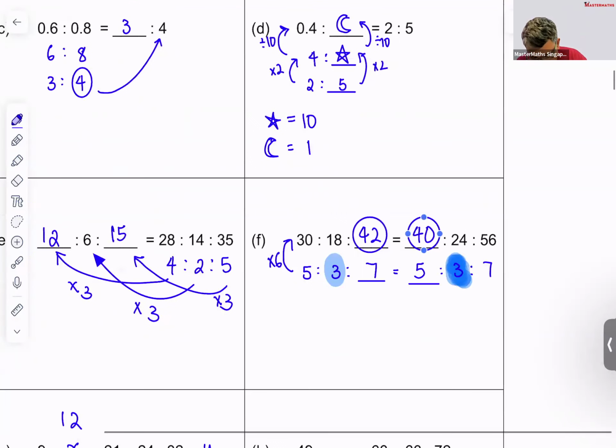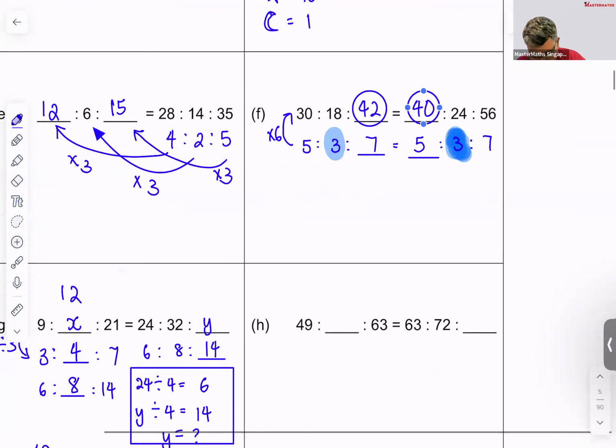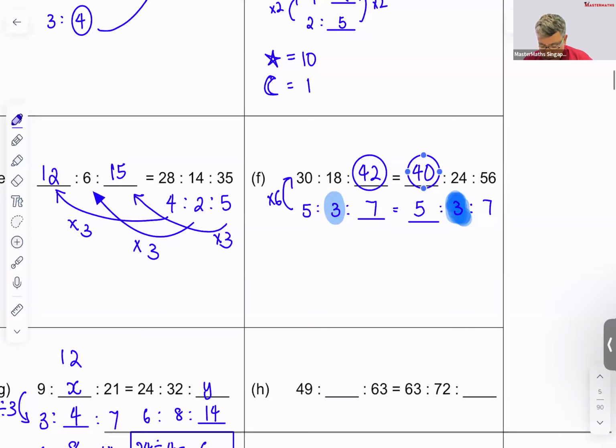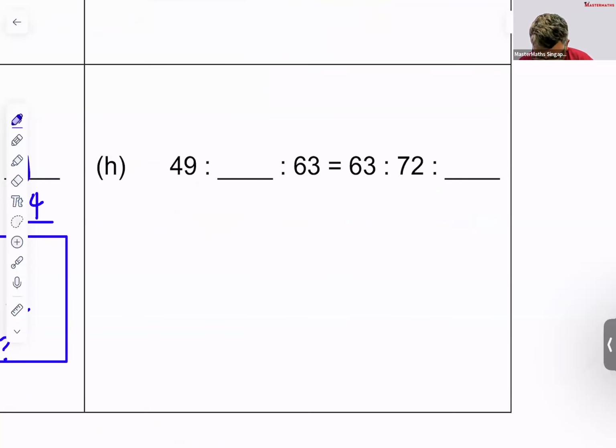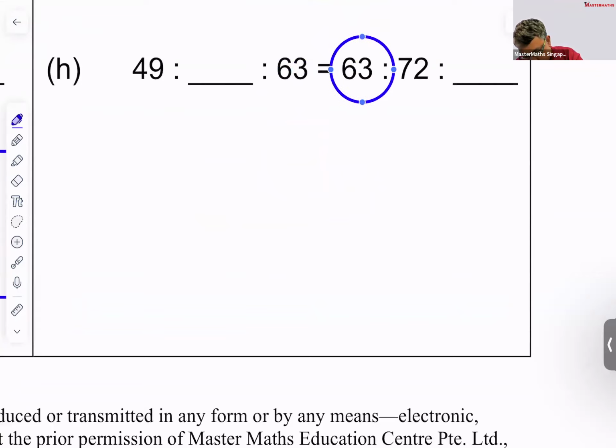All right, D, F, and F is done. Let's do H. Interesting, there's 63 on both sides. Do you see it? So don't get confused, don't get tricked.